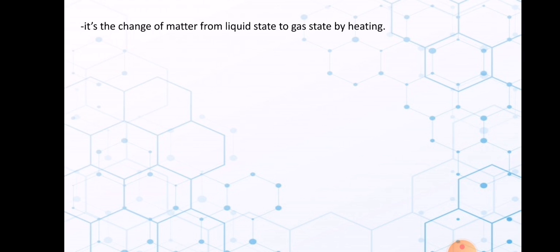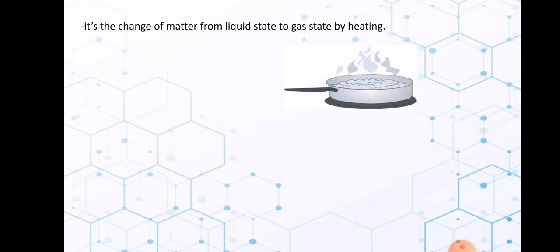Freezing process is the change of matter from liquid state to solid state by cooling. Okay, process number 3, which is the change of matter from liquid state to gas state by heating. If we boil some water, this water will change from its liquid state to water vapor at its boiling point. When the water reaches the boiling point, it will change from liquid to gas. The water will change into water vapor, and this process is called evaporation. It is the change of matter from liquid state to gas state by heating.